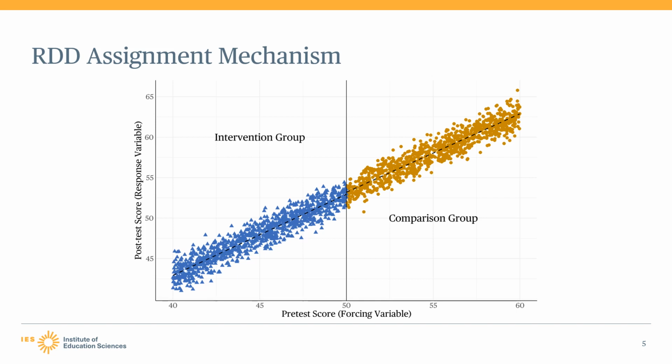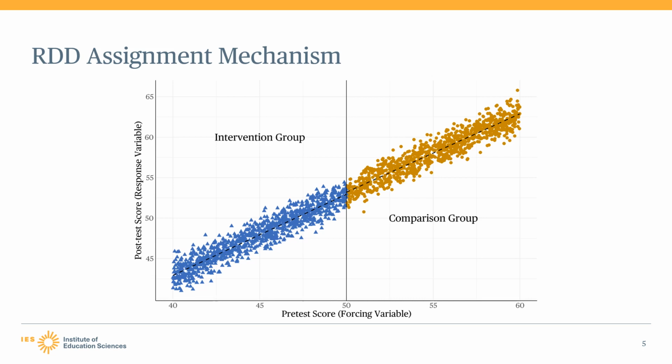And those students who score above 50 on the pretest assessment are assigned to the comparison group and thus receive business as usual services. So, in this example RDD study, the intervention would be offered to units based on whether they score above or below the cutoff value of 50 on the forcing variable, or the baseline math assessment.